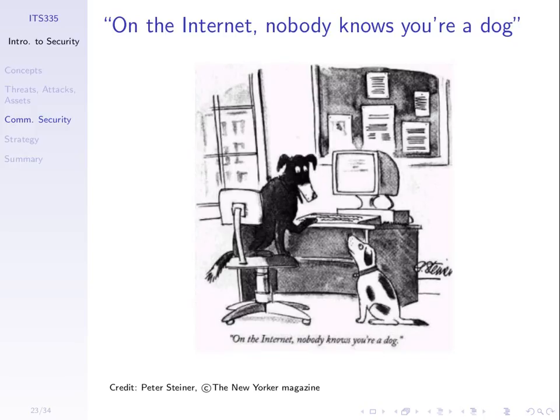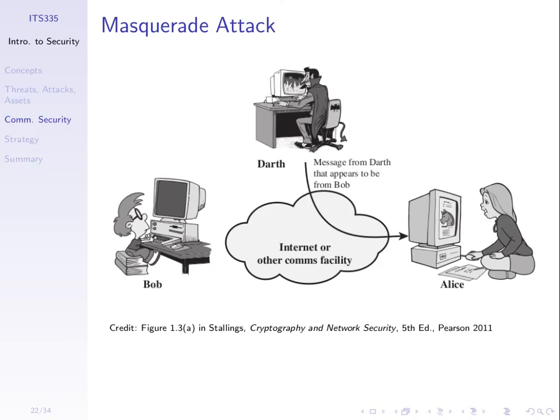Masquerade, this comic is a famous comment saying on the internet nobody knows you're a dog, because generally in the internet there's no means for stopping masquerade attacks. The person that you're communicating with across the network, it's very hard to determine who they actually are. And that's in the case that Alice receives a message. How does Alice know that it's from Darth and not from Bob? Anyway, how do we stop this?